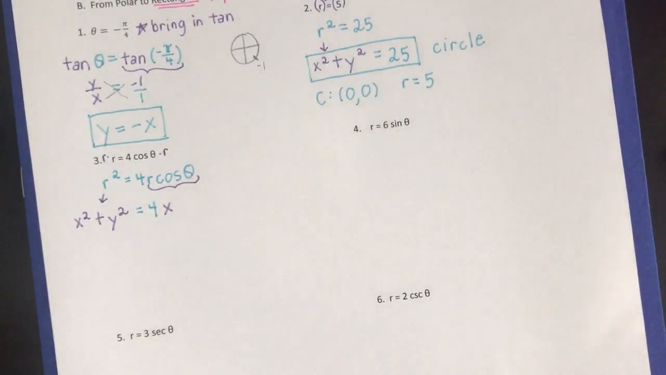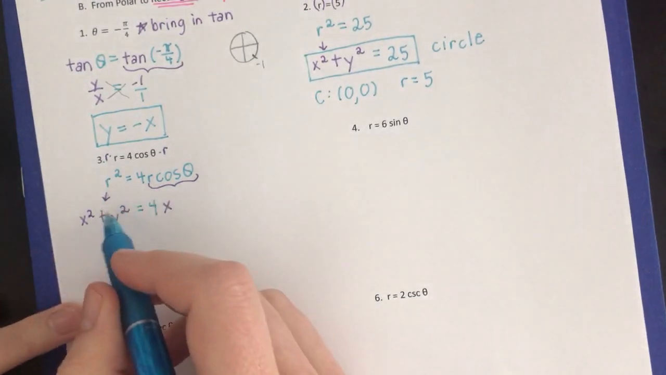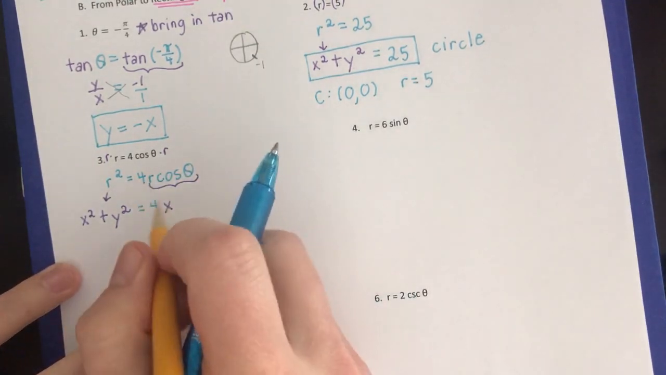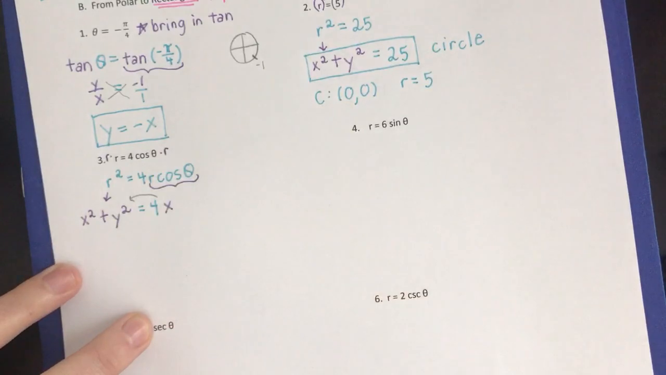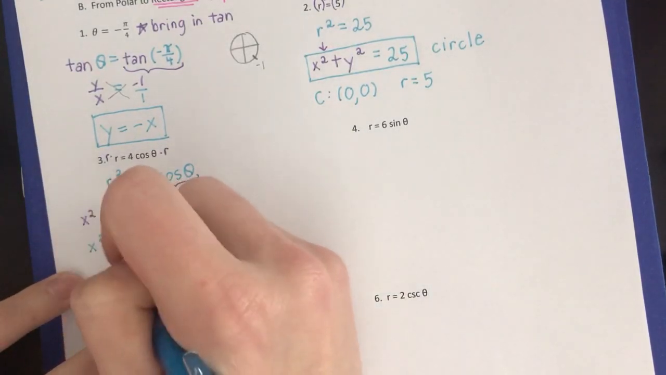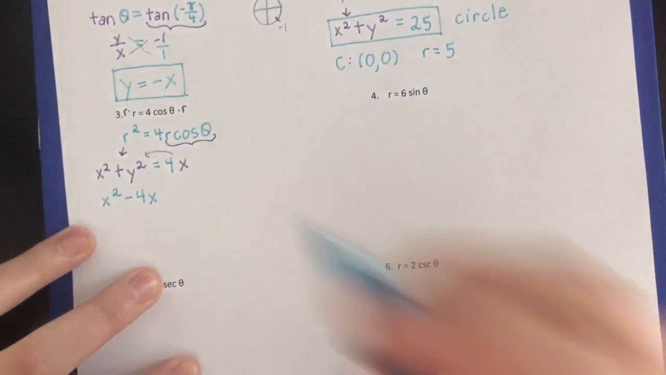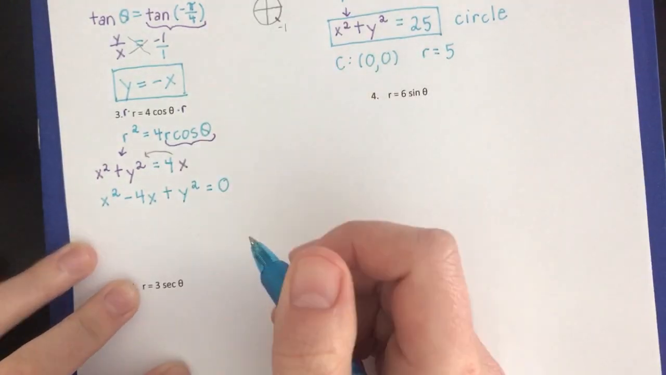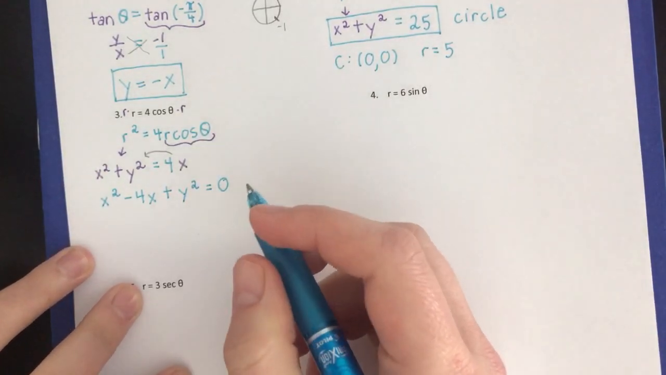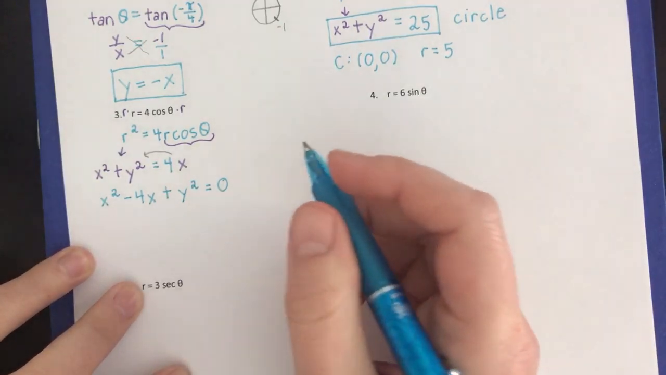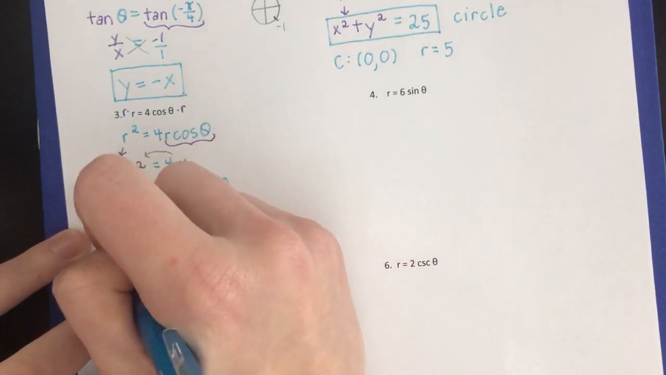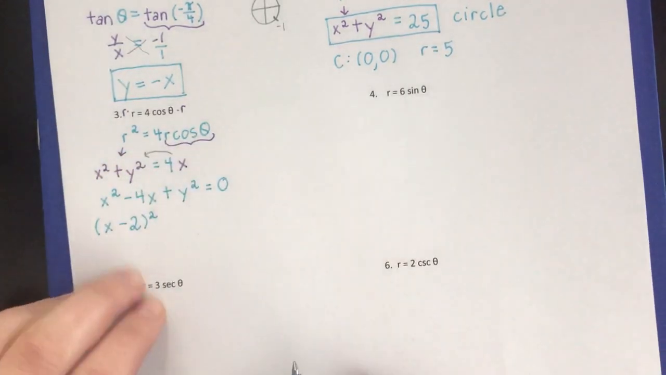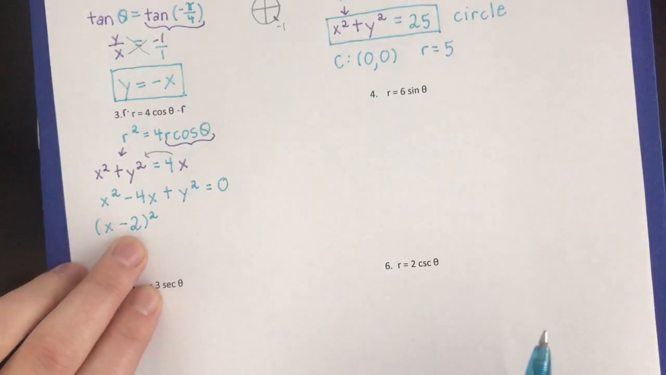So now here we want to move over this 4x to the other side. So we're going to move this over to the other side, and this is going to look like x squared minus 4x plus y squared equals 0. And then we're going to do the completing the square. Okay, remember this is like x minus 2 squared. And then what's that value that you need to cancel out?